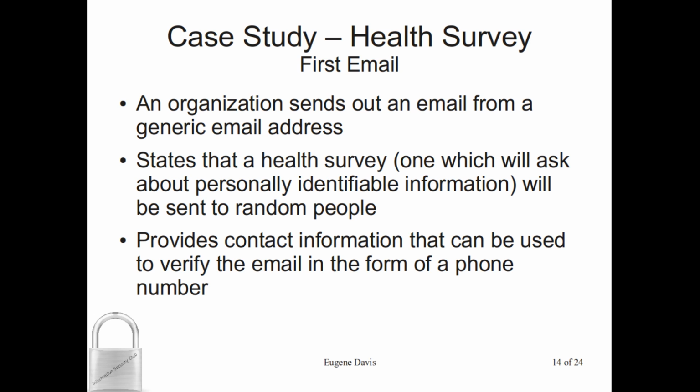Anyway, this organization sends out an email from a generic email address, something that's not associated with any particular user, anyone who's particularly well known within an organization. It's effectively anonymous. It states that a health survey will ask about personally identifiable information, which could be used for blackmail. And it says that this will be sent out to random people. It provides contact information that can be used to verify the email, in the form of a phone number.